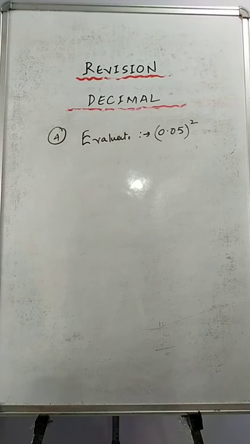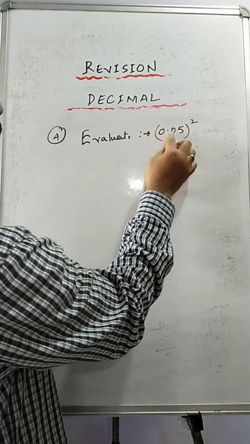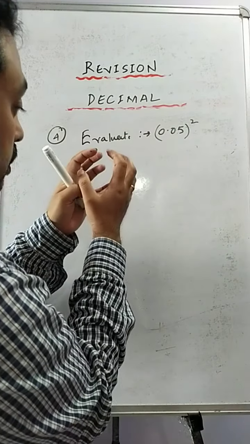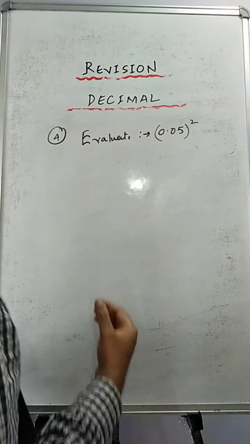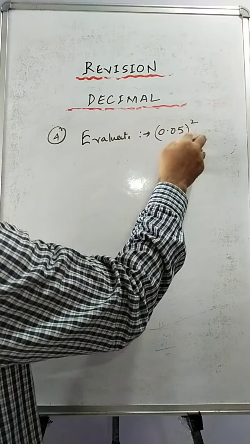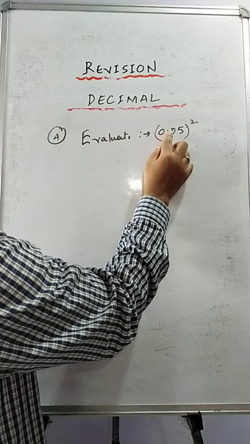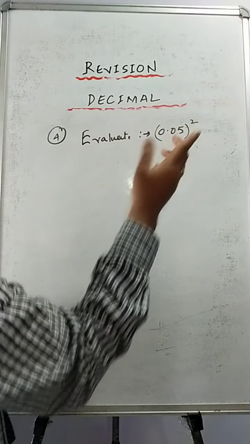Sum number 4: we have to evaluate 0.05 whole square. Evaluate means you have to expand it, you have to open it. Okay, fine. So 0.05 whole square. So how to read this question? 0.05 whole square. So what is the meaning of square?